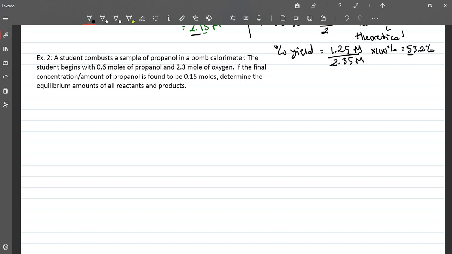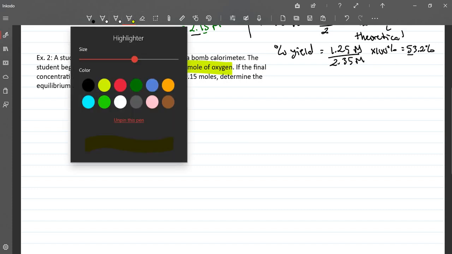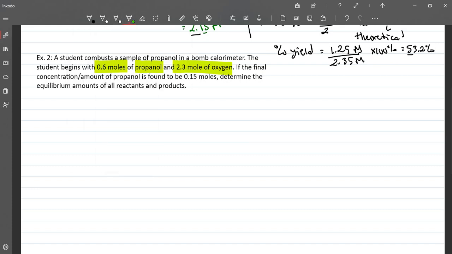The student begins with a certain amount, get out a highlighter, 0.6 moles of propanol, 2.3 moles of oxygen. The final concentration, this is an important value, the final concentration of propanol is found to be 0.15 moles. Okay, this implies that this value exists at equilibrium. Determine the equilibrium amounts of all reactants and products. Okay, so let's start.